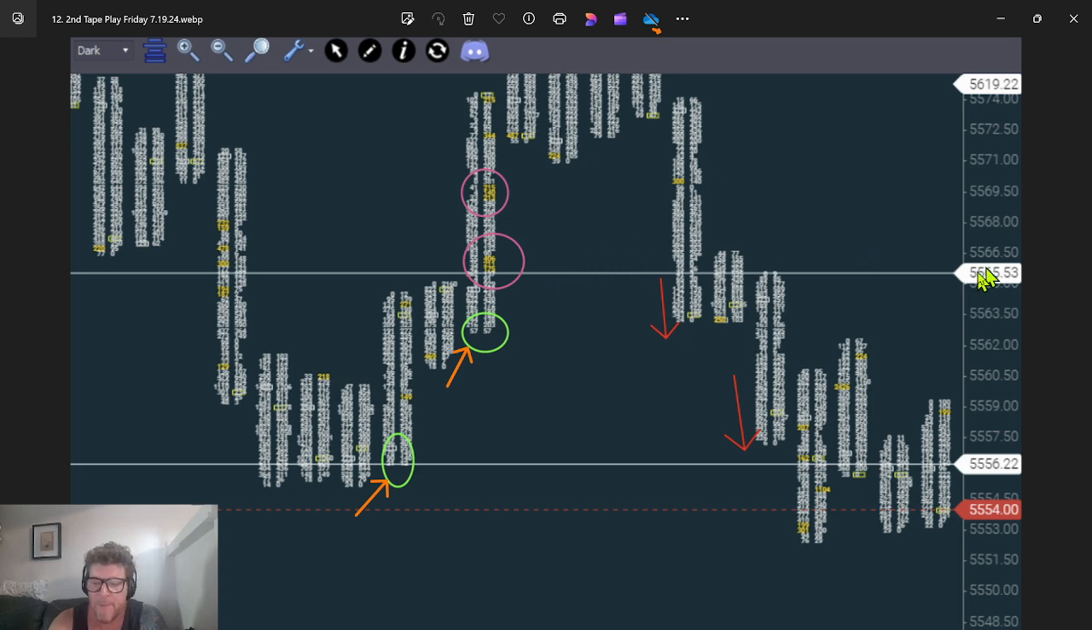So I targeted from 55.65, which was this failed stacked imbalance of buyers, buy side imbalances. Two buy side imbalances failed and then held as resistance right in this area. So I entered around 55.65. My first target was 55.63-ish. I took profit there.